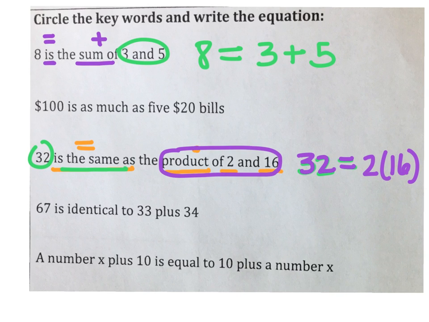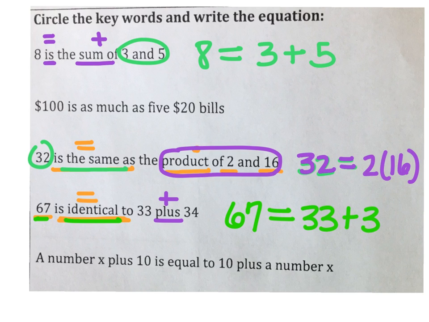All right, let's try one more. It says 67 is identical to 33 plus 34. Okay, is identical to is another word for equals. And then it says 33 plus 34. Well, I know that is plus. So let's go through the sentence. It starts with 67. It says is identical to, so I'll put an equal sign. And then it says 33 plus 34. All right, I just wrote an equation.